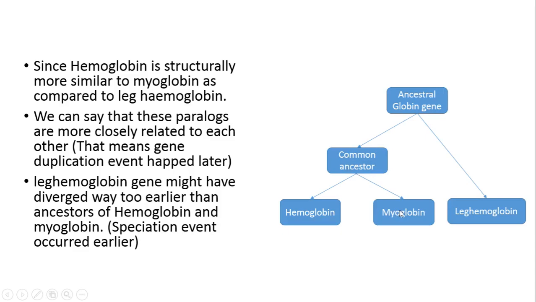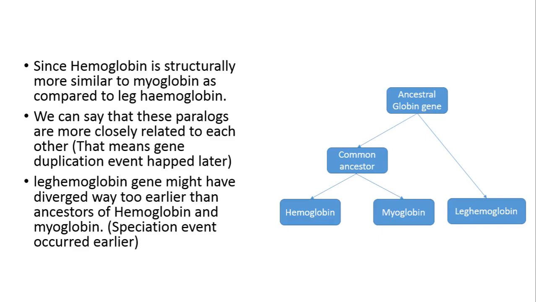So what we can say is that the speciation event that gave rise to mammals and these plants might have happened at a very early stage in evolution as compared to the gene duplication and mutation events that gave rise to paralogs like hemoglobin and myoglobin in mammals.